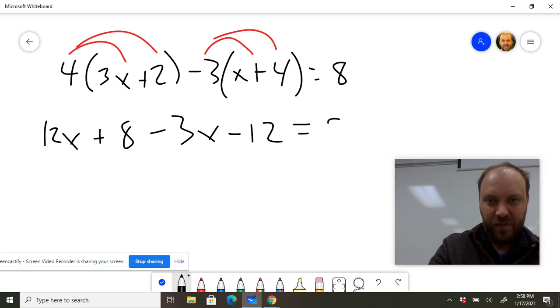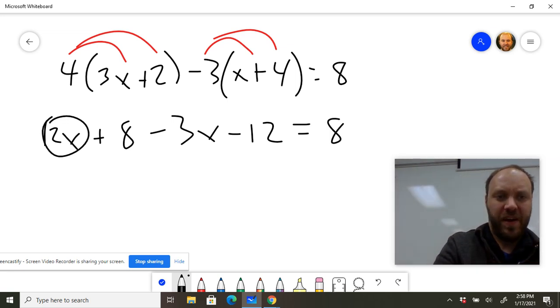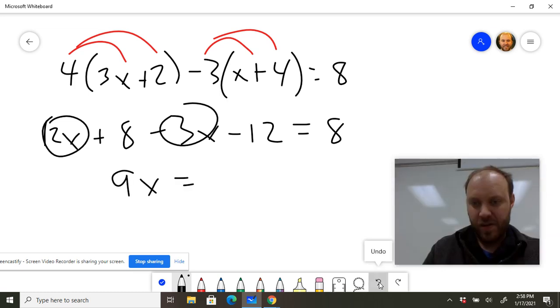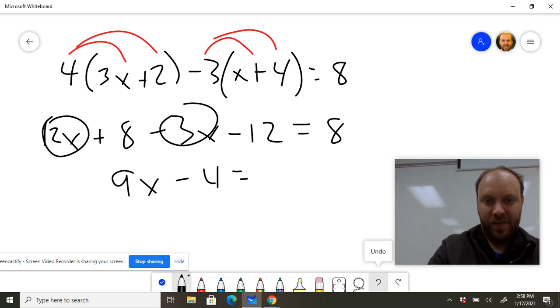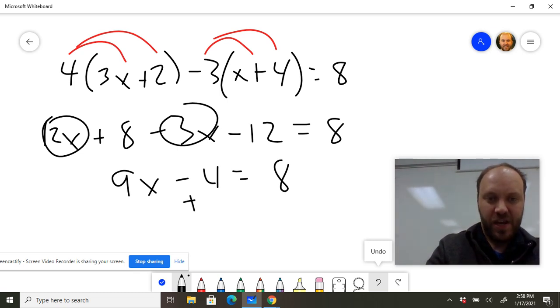Then the whole thing equals 8. At this point, we can combine our like terms and simplify some. You're going to get a 9x here. 8 minus 12 is going to be equal to negative 4. On the other side, it's equal to 8. And we can add 4 to both sides.